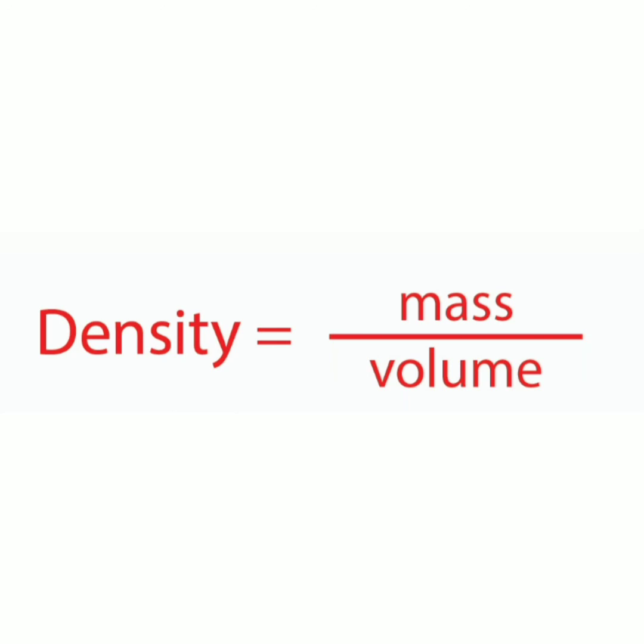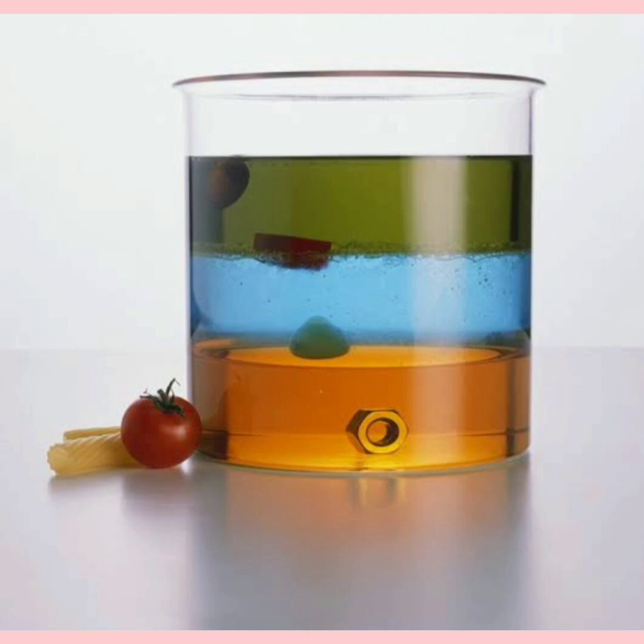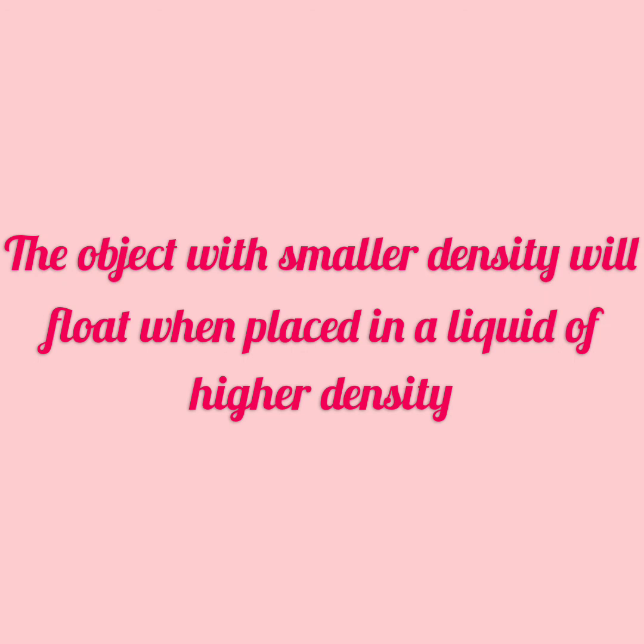That is, if two substances of same mass is given, its density will depend only on the volume. The substance with larger volume will have a smaller density. And if there are two objects with the same size, then its density will only depend on the mass. The object with larger mass will have larger density. You might have seen objects floating on other objects. Objects with smaller density will float when placed in a liquid of higher density.